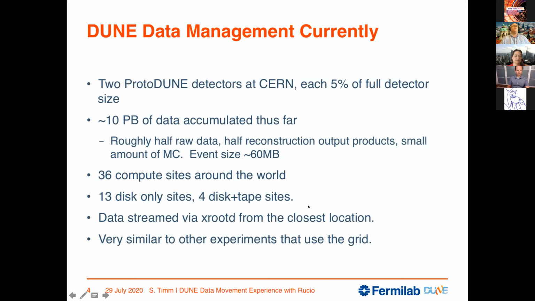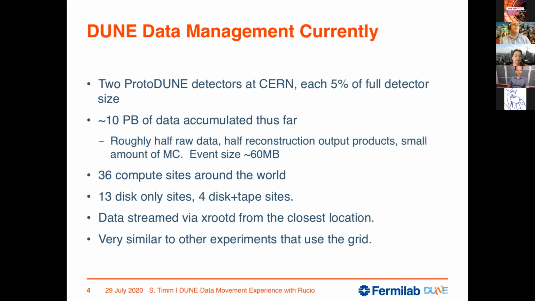The DUNE data management currently looks like many other WLCG experiments. We have two proto-DUNE detectors that are both running in CERN right now, each of 5% of the full detector size. We've accumulated 10 petabytes of data on tape so far. About half of that is raw data from the proto-DUNEs, about half of that is reconstruction output products, and a fairly small amount of simulation relative to the rest of it up till now. The event size for proto-DUNE is about 60 megabytes. That's something that can easily be transported in one job.